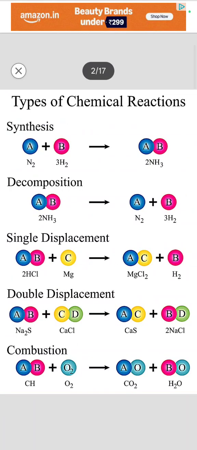The general reaction is AB gives rise to A plus B. AB is the single compound. It will break down with the help of heat, light or electricity to form A plus B. A is a simple product, B is another simple product. So this is decomposition reaction. A simple example is 2NH3 will decompose to form N2 plus 3H2. Okay, so this is a decomposition reaction.